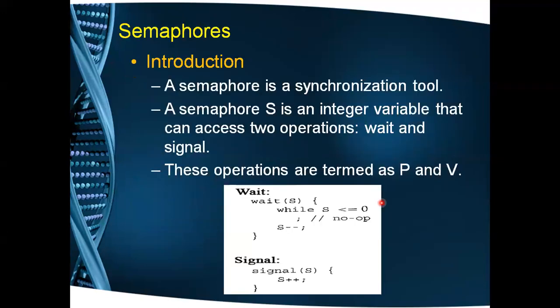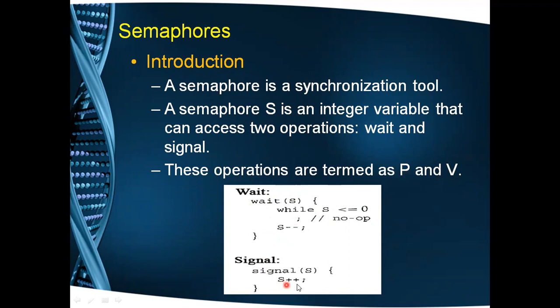The next topic is semaphore. Again, it's a synchronization tool used for process synchronization. Here, how it works: semaphore is a variable, an integer variable actually. This variable can be accessed through two standard operations, wait and signal. They are termed P and V.